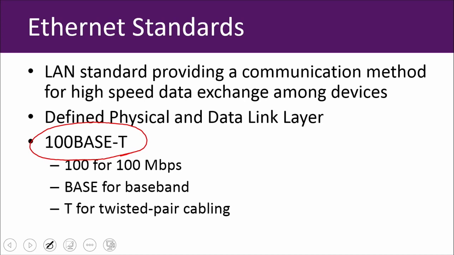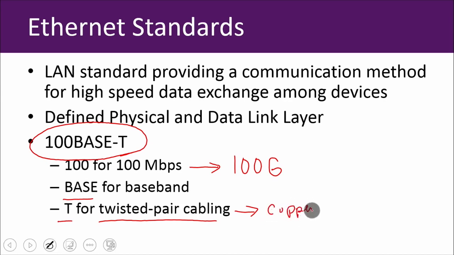that the technologies here are referenced in this particular format, 100BASE-T as an example. 100 is for 100 megabits per second. If it was in gigabits, it would be 100 with a capital G, right? Base is short for baseband, which is a technology that we can detail a little bit later. And then T stands for twisted pair cabling. So we know that the medium that's being used is just copper wire. Okay. Keep that in mind.